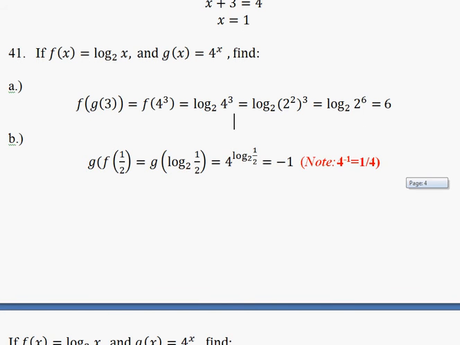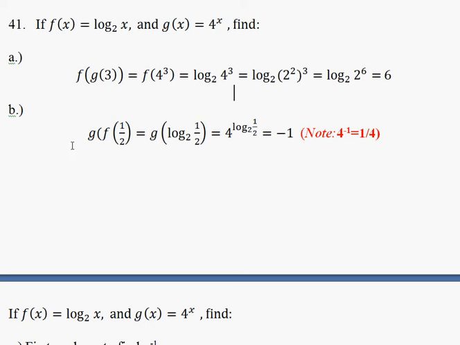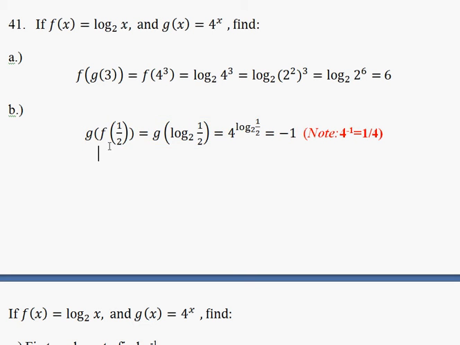Okay, now for part B, I'm going to leave that up there because part B says find g of f of 1/2. Now you're going to substitute into the f function first, and I'm missing a parenthesis here. Should be another parenthesis over here. We'll put that parenthesis in there. And so you're going to put the 1/2 into the f function first. So that's the log base 2 of 1/2. 1/2 goes in for the x. So g of log base 2 of 1/2 means you're going to put log base 2 of 1/2 into the g function, which means it's going to be 4 to that power. So 4 to log base 2 of 1/2.